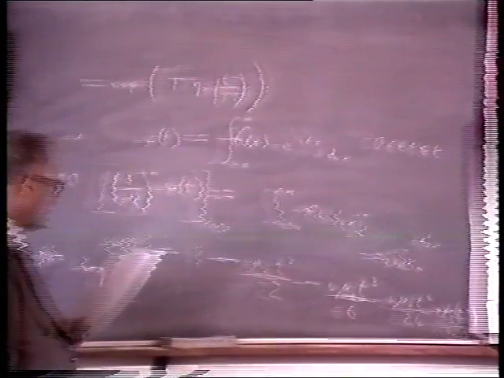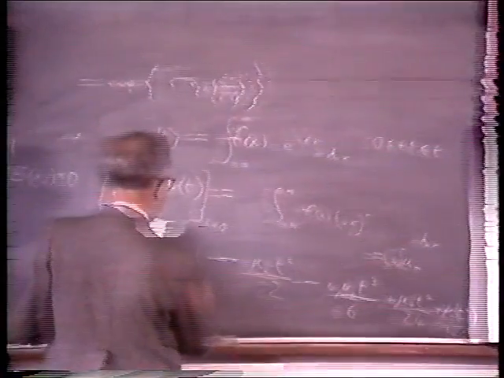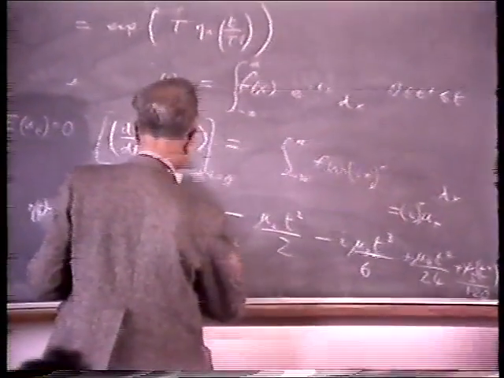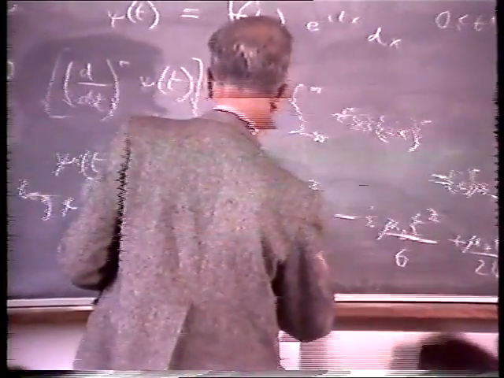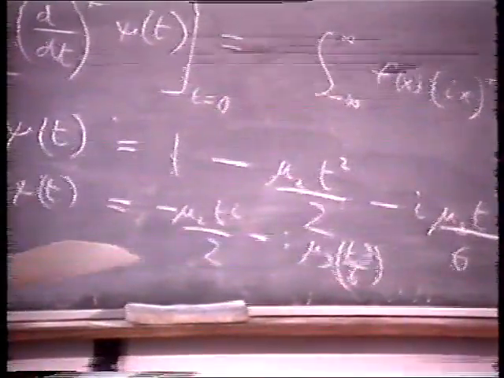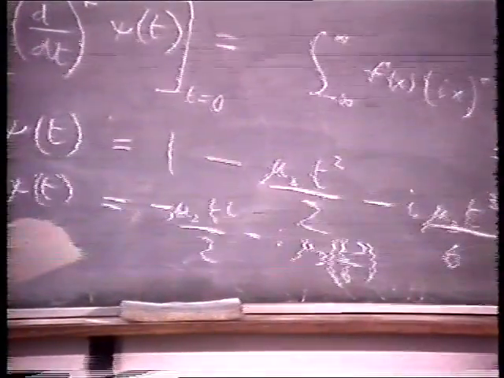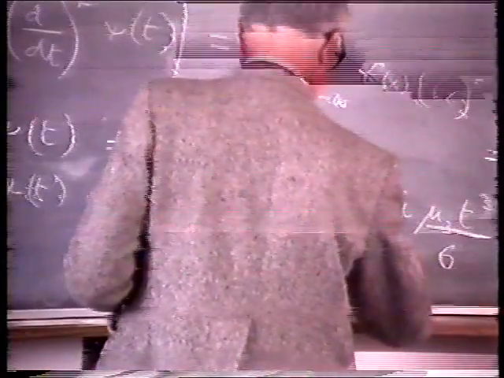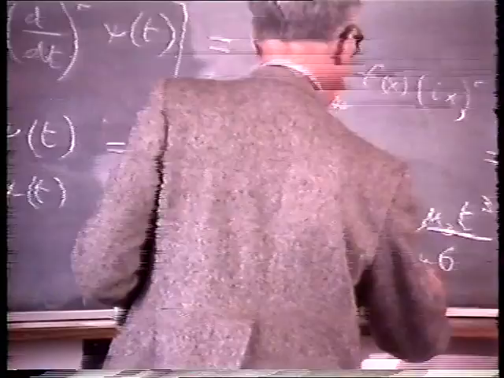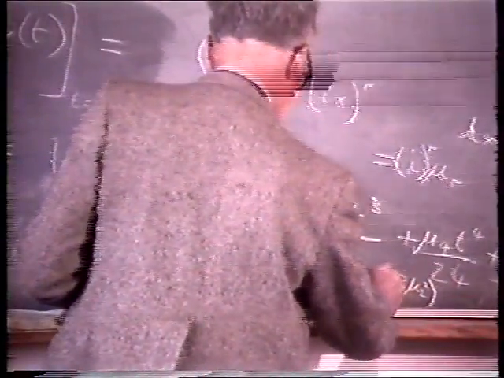The corresponding formula will then turn out to be minus mu2 t squared upon 2 minus i mu3 t cubed upon 6. And then the t to the 4 term comes partly from the first order term in the logarithmic expansion and partly from the second order term, giving you a t to the 4 from the t squared here, and that gives you plus t to the 4 upon 24 times mu4 minus 3 mu2 squared, the well-known cumulant formula.